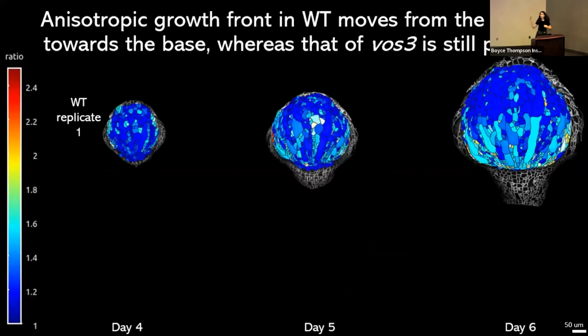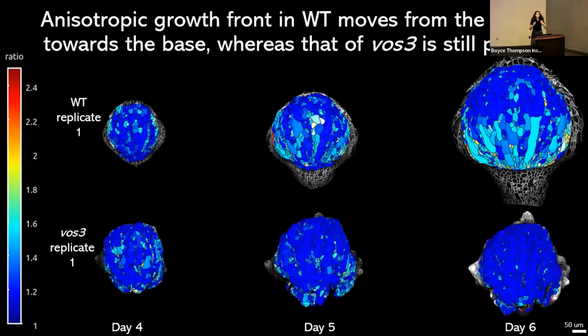When we look at days 4, 5, and 6 in wild type, the anisotropically growing cells shift from the edges of the sepal down toward the base. When we look at VOS3, however, again, you see a random patchy distribution of those anisotropically growing cells, and there seems to be less anisotropic growth overall.